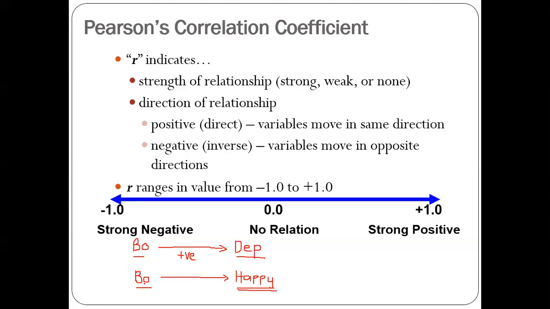So it moves from the negative direction to the positive direction. That means burnout is referred to the negative conditions and happiness is referred to the positive conditions. So it moves in opposite directions. So we are going to say that this relationship is in a negative direction or negative relationship.